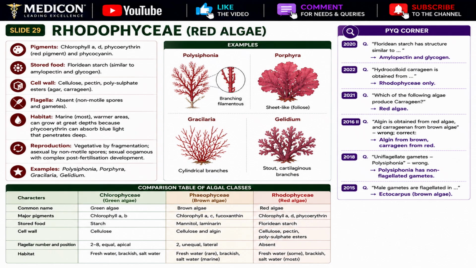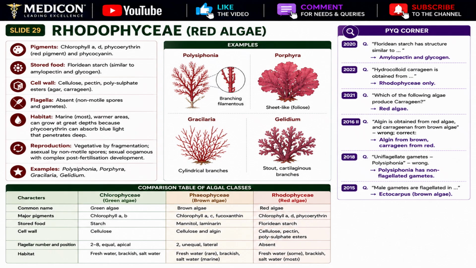Warmer areas can grow at great depths because phycoerythrin can absorb blue light that penetrates deep also. So the reason why this red algae can be found in the very deep areas also, the reason has been given here. The reproduction: vegetative by fragmentation, asexual by non-motile spores, sexual oogamous with complex post-fertilization development. So vegetative by fragmentation, obviously asexual by non-motile spores because there is no flagella here, and sexual reproduction with complex post-fertilization development.